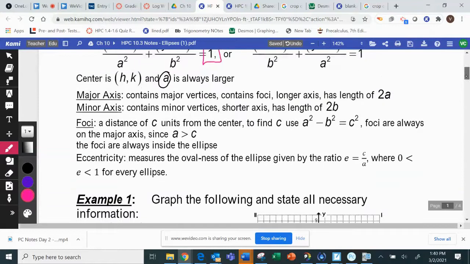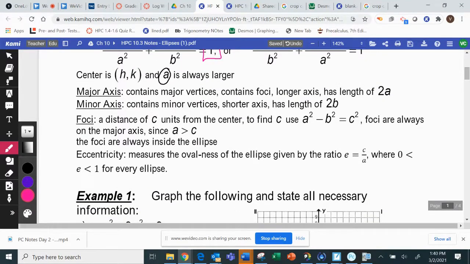Some vocabulary: the major axis contains the major vertices. It contains the foci. It's the longer axis, and it has a length of 2 times A. The minor axis contains the minor vertices. It's the shorter axis. It has a length of 2 times B. The foci are C units from the center. To find C, we use A squared minus B squared equals C squared. So this one's minus. The foci are always on the major axis. They're always inside of the ellipse, so if you get some dots that are outside of the ellipse, something's wrong.